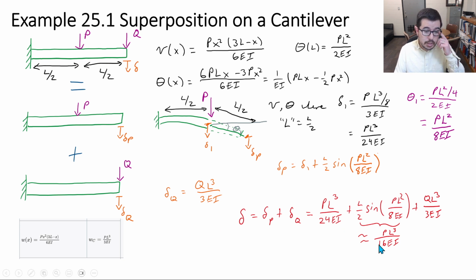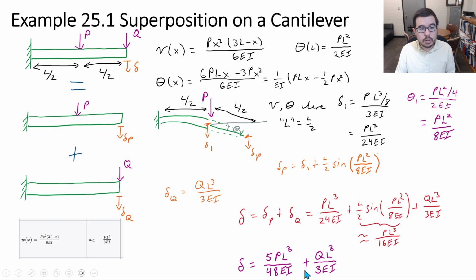And look, we have 1/16 plus 1/24. That is going to be 5/48. And so we get the overall displacement is 5 PL cubed over 48EI plus QL cubed over 3EI. And it turns out if you look at some tables for this particular configuration, this is what you have. And so we did in fact do this correctly according to the tables that we see and according to the reasoning that we've shown here. So this is an example of taking into account the angle, the slope, the angular slope, along with displacements to be able to calculate the overall displacement of interest.